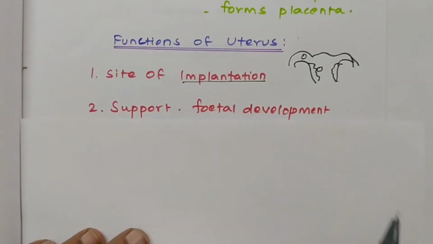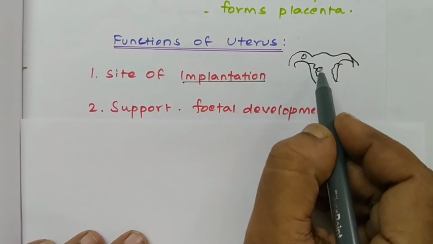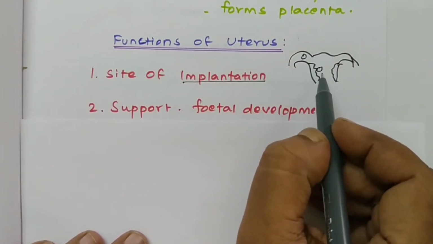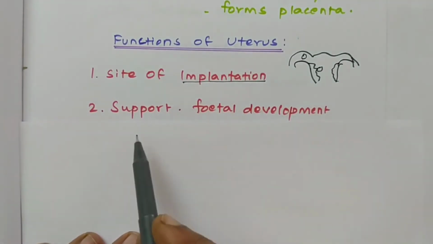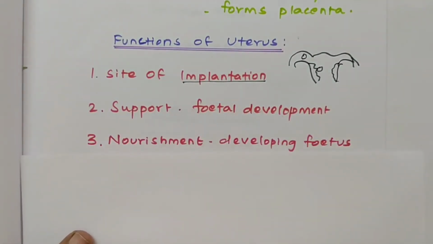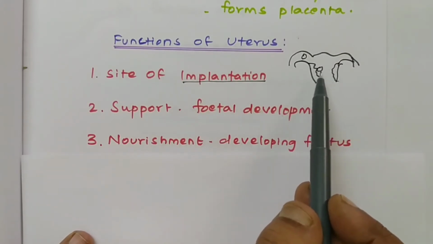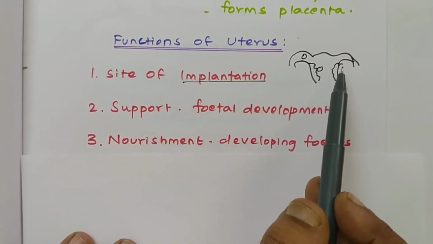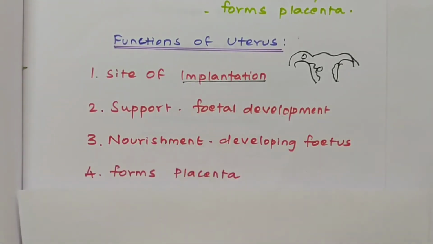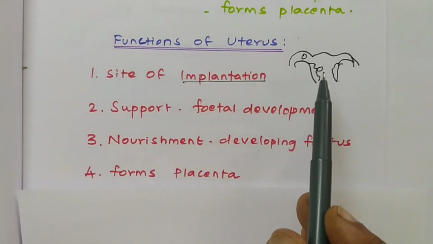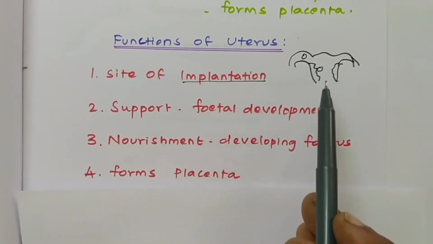The second important function: the embryo which gets attached and implanted develops as a fetus. That developing fetus is supported by the uterus. So it supports fetal development, and whenever the fetus develops, it requires nutrients. So the wall of the uterus itself provides nourishment to the developing fetus. And as I said already, the endometrium, the wall of the uterus, is responsible for the formation of the placenta.